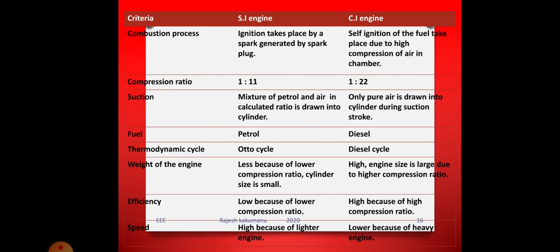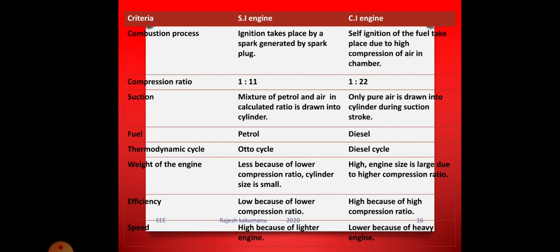Next, the fourth one is fuel. What type of fuel are we using in the SI engines? Four-stroke SI engines, four-stroke petrol engines. We are using petrol for SI engines. We are using diesel for compression ignition engines. That is for heavy vehicles. Next, thermodynamic cycles. What type of cycles are we using for SI engines? For SI engines, we are using Otto. Otto is a scientist's name. Otto cycle. Whereas in the CI engines, we are using the diesel cycle.